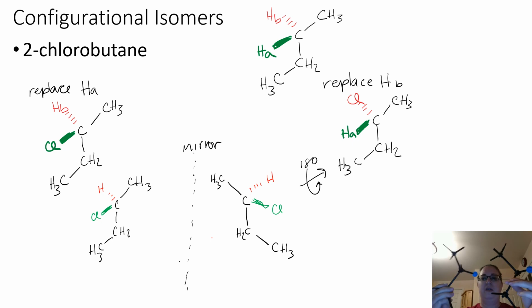But what you'll want to notice is this mirror image that we made is non-superimposable. Superimposable means if I put them on top of each other, they match. Non-superimposable means they don't match. So when I try to put them on top of each other, they don't match because the chlorine atoms are pointing in different directions. So this mirror image that we drew is non-superimposable, which means that these are going to be enantiomers for us.